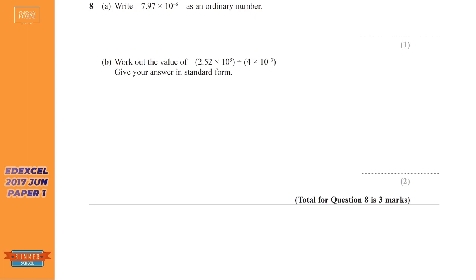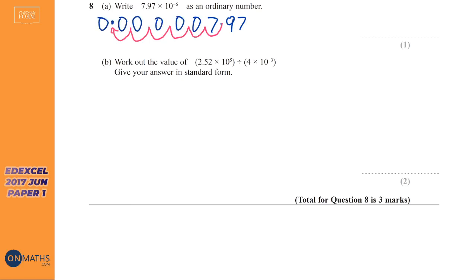Okay, finally with Edexcel, it's asked us to convert that to an ordinary number. An ordinary number just means a number you've been using your whole life. So I'm going to write it down. And it says -6, so we want this to be a small number, so we're going to jump to the left. So 1, 2, 3, 4, 5, 6. So the decimal point would be here, fill in the jumps with zeros, and then write it down in the answer field. So 1, 2, 3, 4, 5, 7, 9, 7.